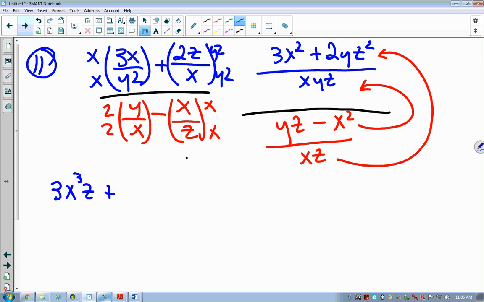Plus, I'm going to have 2. I'm going to have x. I'm going to have y. I'm going to have z cubed. Does this make sense? Okay, you're with me so far, okay? All right, now we're going to distribute the xyz to the yz minus x squared, right? Okay, so I'm going to have x. Let's see, then we're going to get y squared, z squared. Is that correct? Okay.